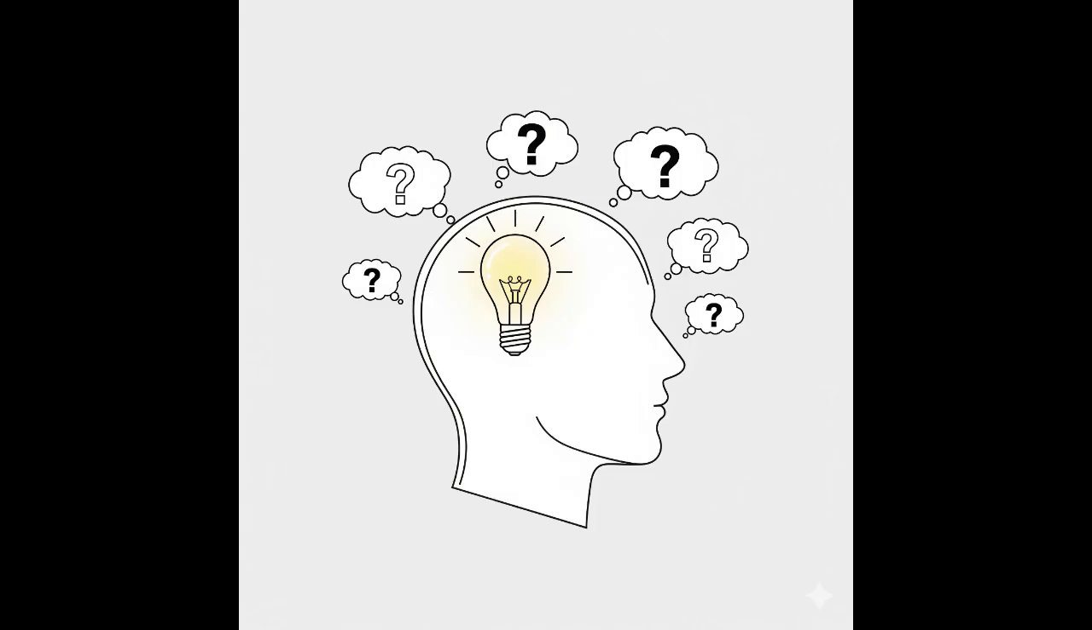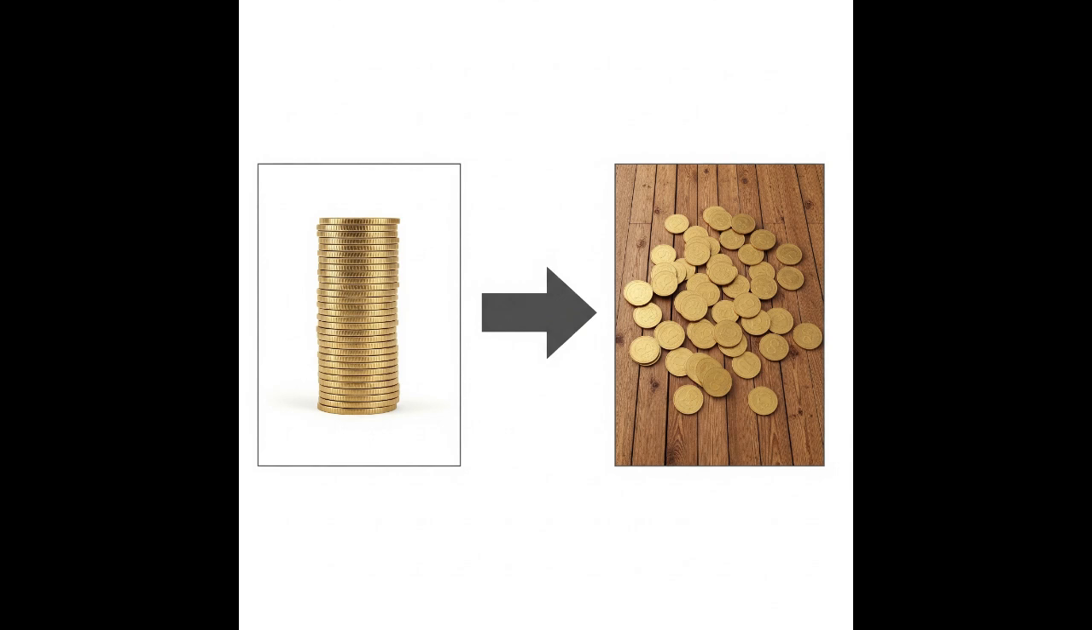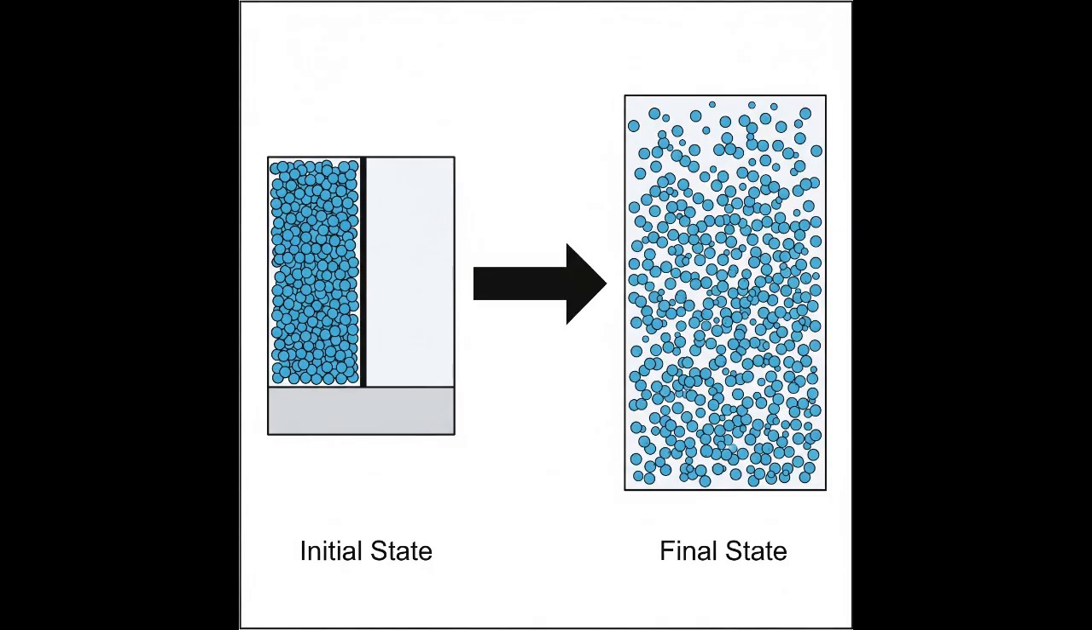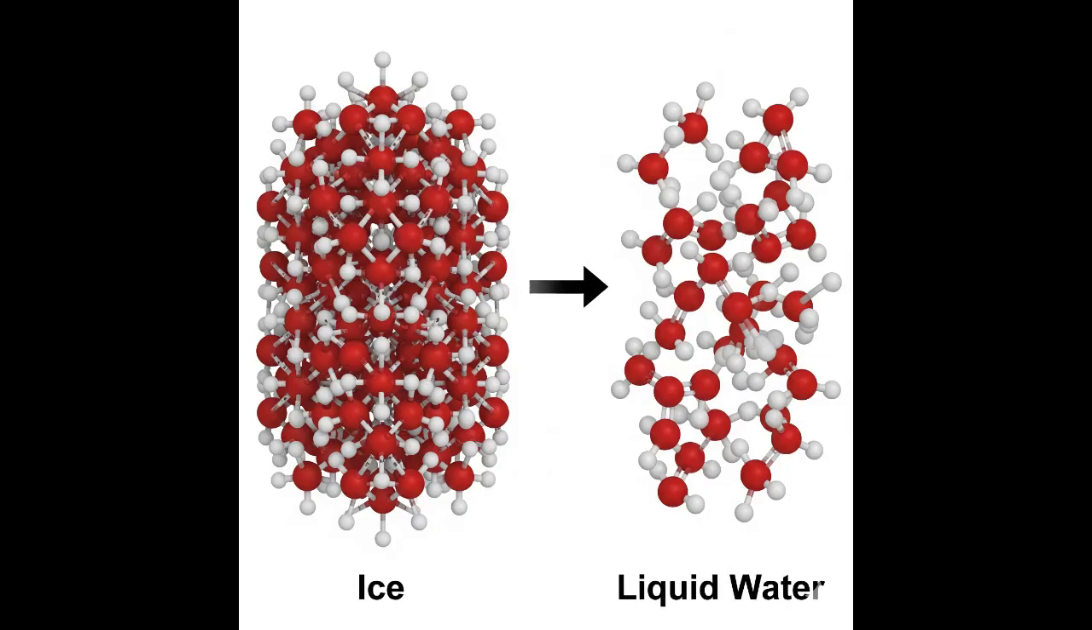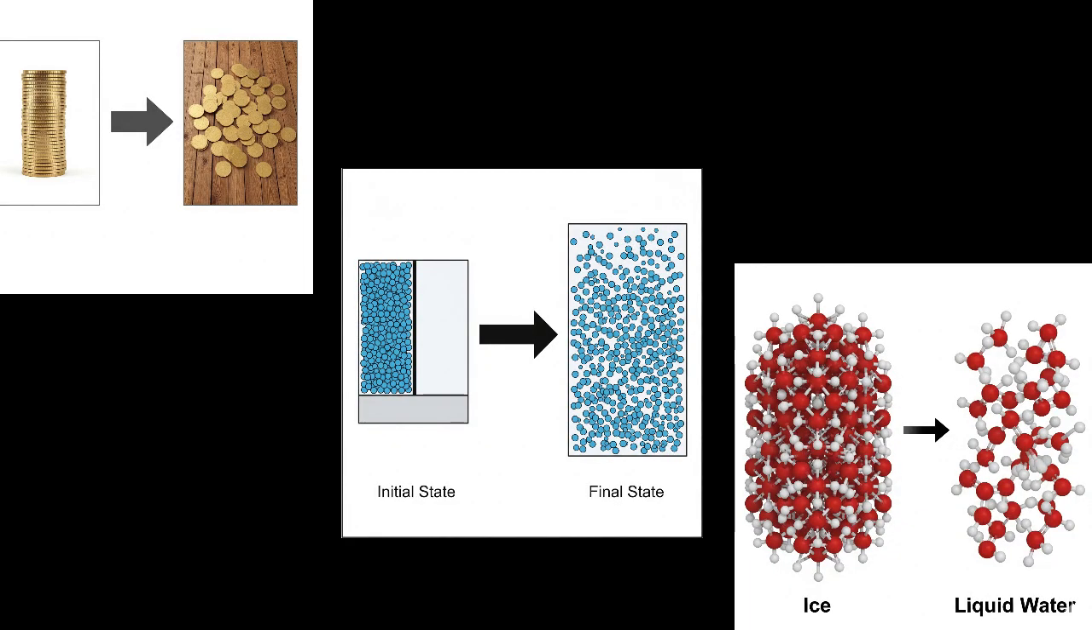Think about it. When you drop a perfectly ordered stack of coins, they are scattered into a disordered arrangement. This is an increase in entropy. When a gas expands into a vacuum, its molecules become more dispersed, leading to an increase in entropy. When ice melts into water, the molecules gain more freedom of movement, increasing entropy.